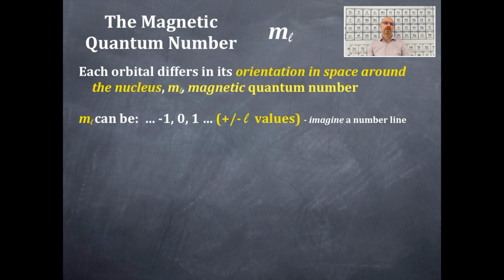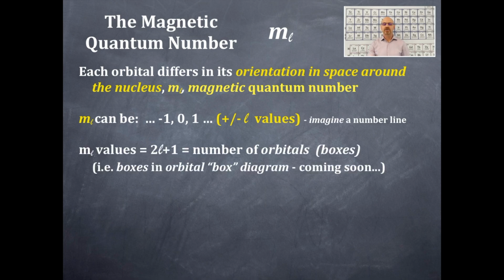m sub L can be plus or minus all the L values. If you imagine a number line with 0 in the middle, and then a +1 and a -1, a +2 and a -2. It is certainly not a number line, but if you imagine one, you'll get the right numbers. That's the short way. The number of m sub L values is equal to 2L plus 1, and that's the number of orbitals, the number of boxes. We're going to be doing some orbital box diagrams pretty soon, and each box is an atomic orbital. So hold on to that thought because that is coming soon.